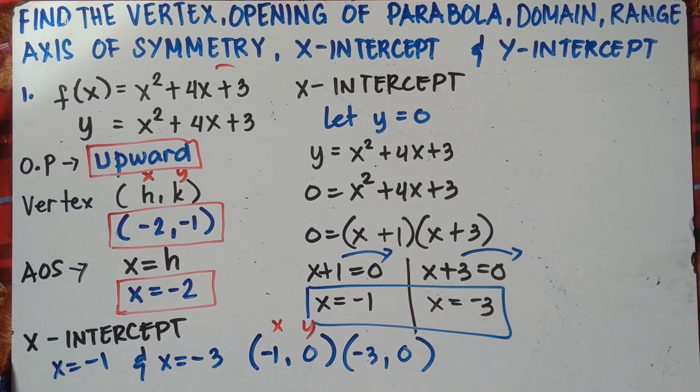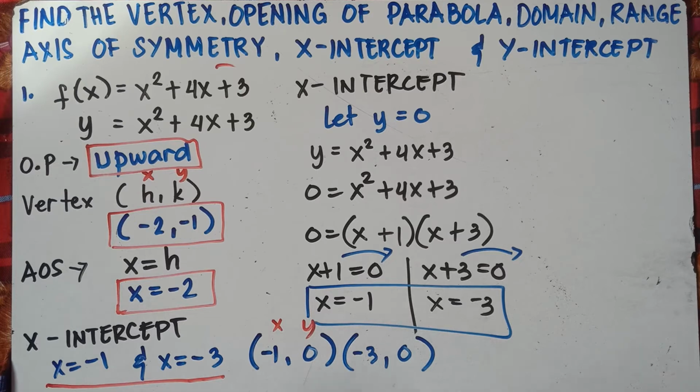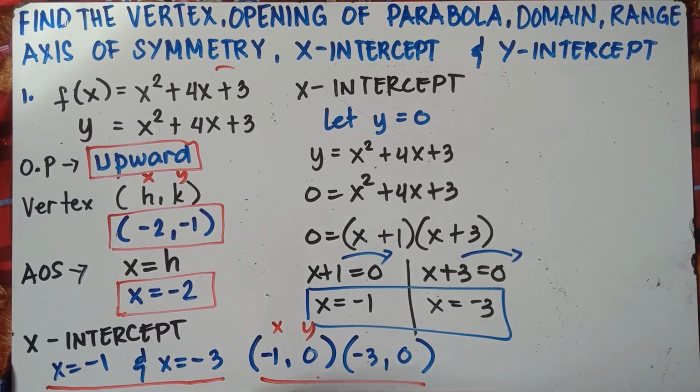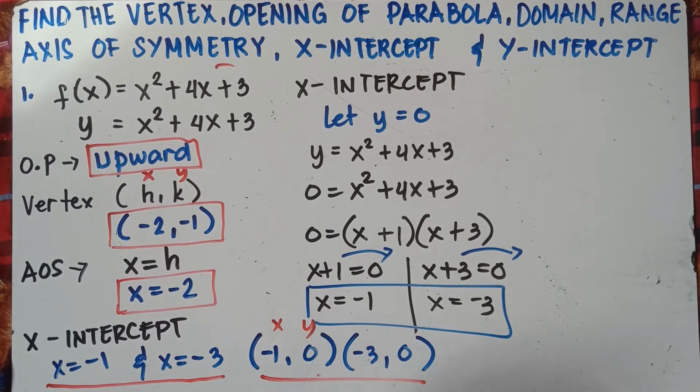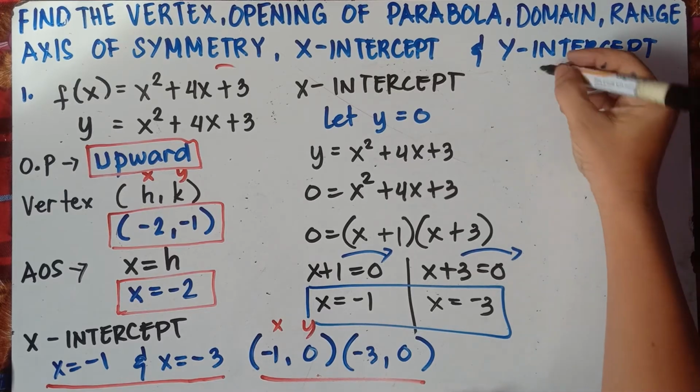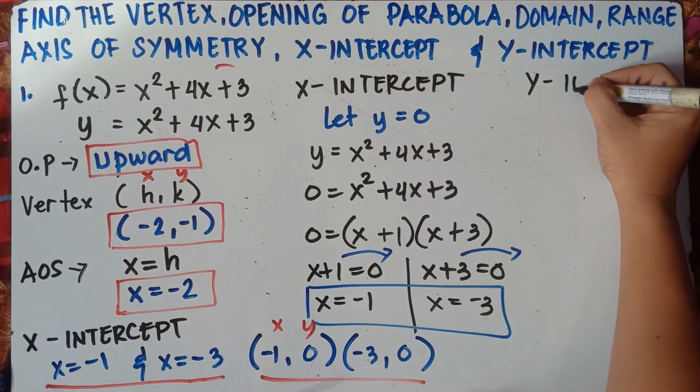That's it, class. You can write this x-intercept as x equals negative 1 or x equals negative 3. Now, if your teacher tells you to write your x-intercept as ordered pairs, into points, this will be your answer, class. Negative 1, 0, because you let y equal to 0. Negative 1, 0, and negative 3, 0. Either of these two, class, will be acceptable. So this will be our x-intercept. Now, let's find the y-intercept. Easy, class, for the y-intercept.